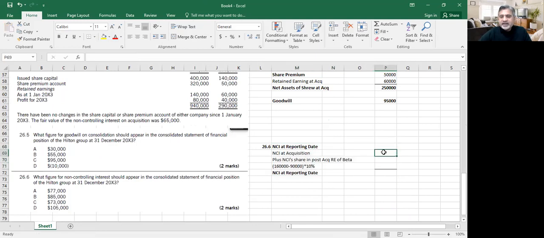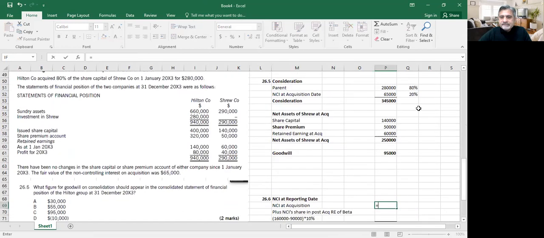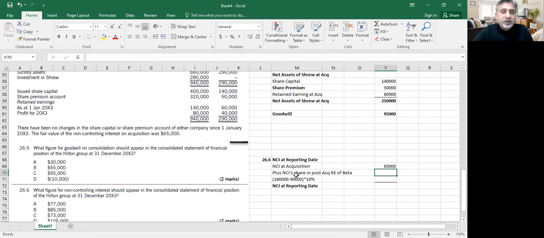So what is NCI at acquisition? NCI at acquisition was 65,000. And then post-acquisition profit. How much is the post-acquisition? If you see these numbers, this 60,000 was retained earnings at the beginning of the year. End of the year, it is 100. This 40,000 is the post-acquisition profit.